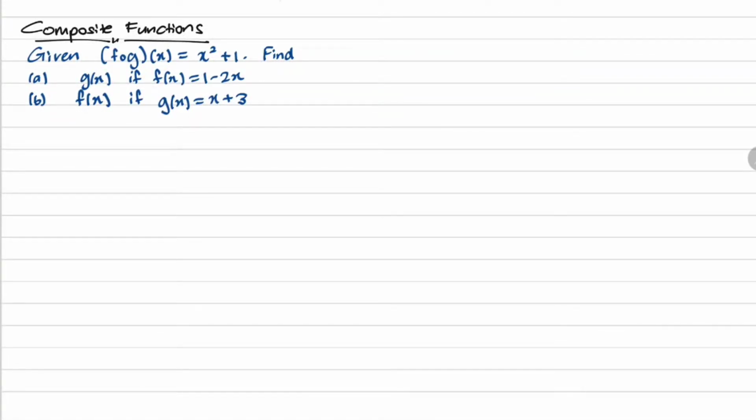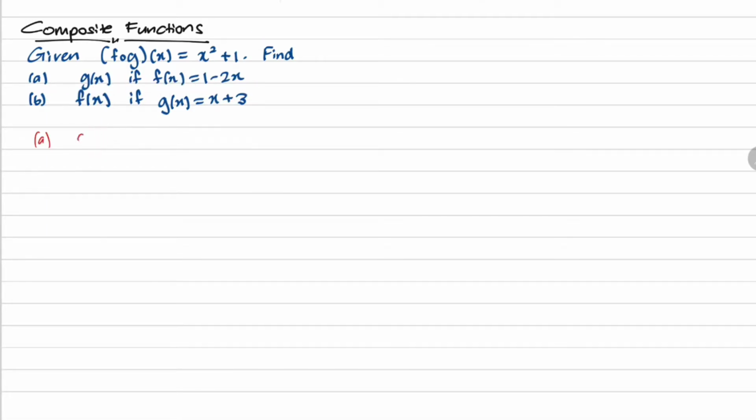Hi guys, in today's video, we will learn about finding a function given the composite function. Now, let's look at this question. Given f of g, which is equal to x squared plus 1, find the function g if the function f is equal to 1 minus 2x. Let's look at this first question.